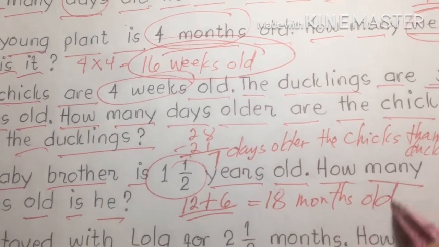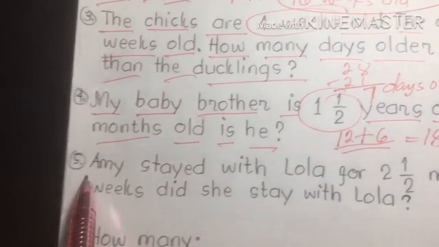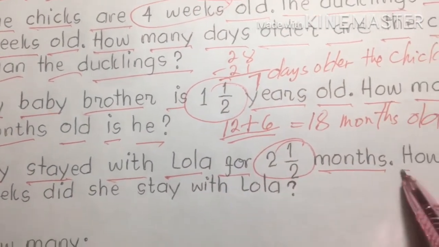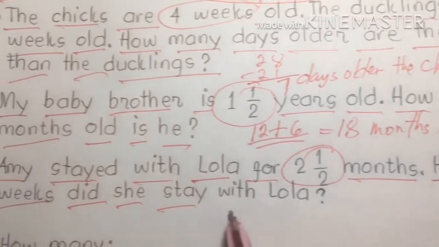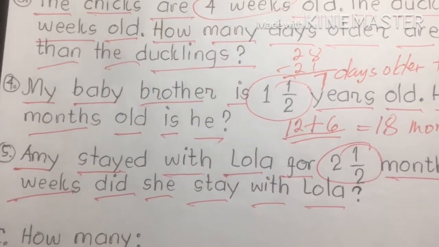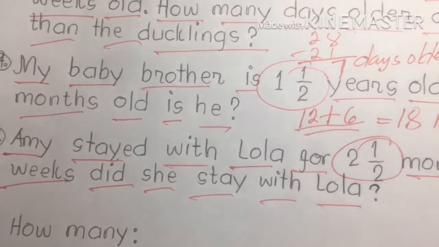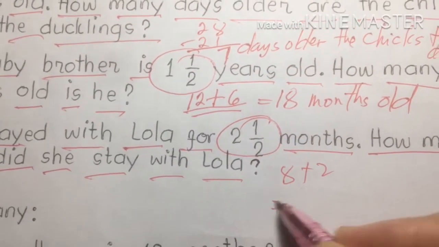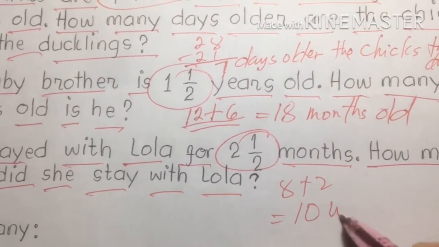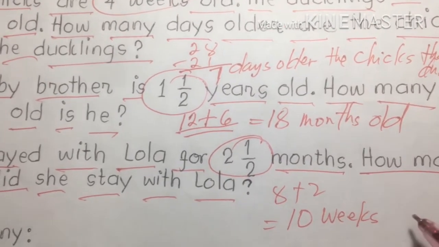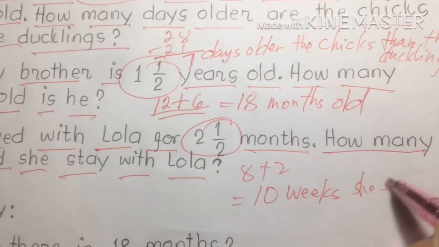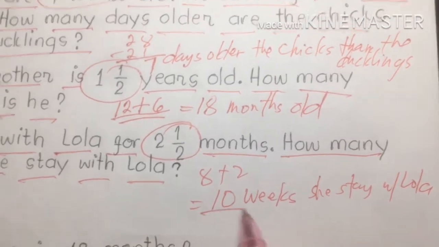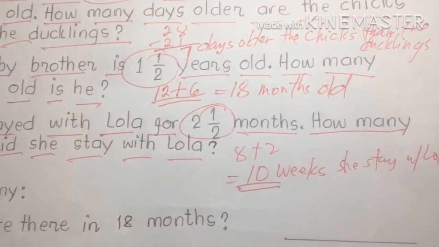So we have 18 months old. 5. Ami stayed with Lola for 2.5 months. Question, how many weeks did she stay with Lola? So remember, we have first 2.5 months, so we have 8 for 2 months, so we have 8 plus 2, so therefore we have 10 weeks she stayed with Lola. Okay, that's for letter B.